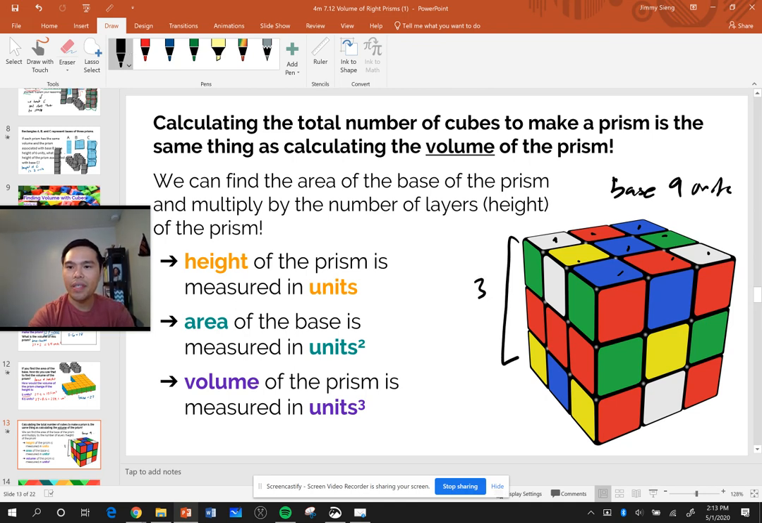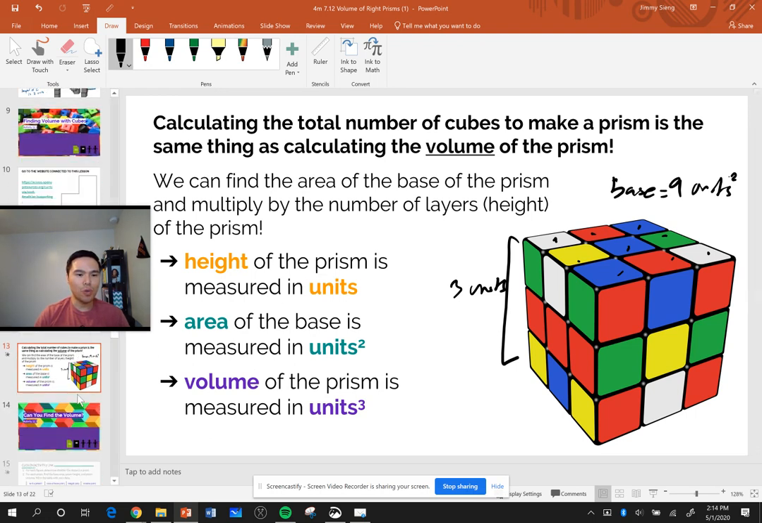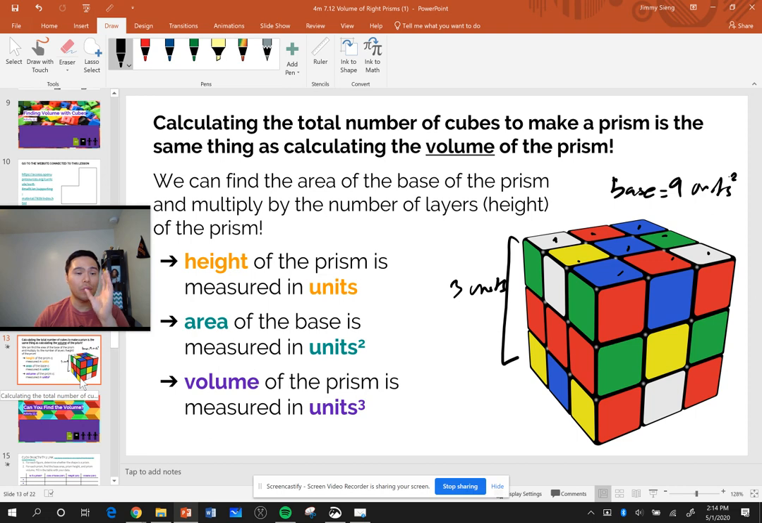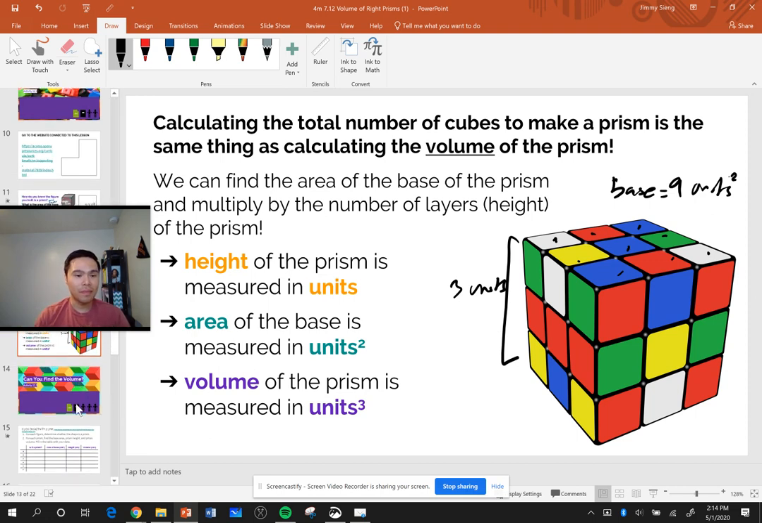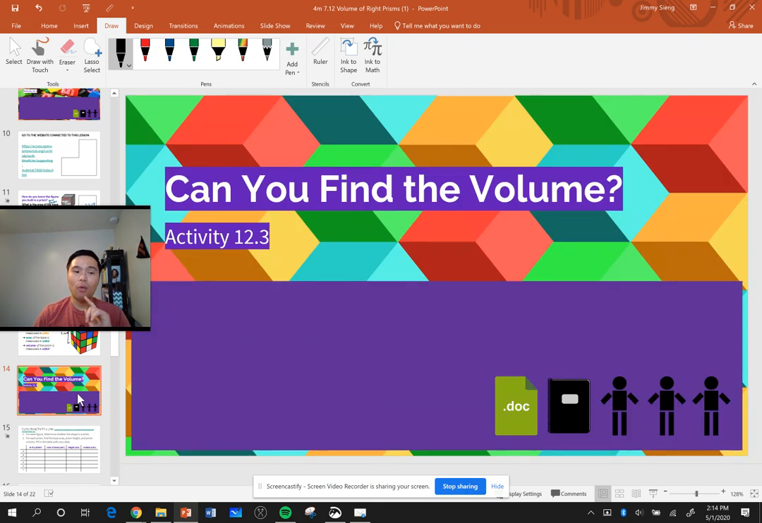Let's say units. I can use that base times height and find the volume of that Rubik's Cube, right? And then the area is units squared, so that's really 9 units squared. And so we'll say that our height is units, area is units squared, and volume is units cubed, right? The reason why I say cube is because it's to the third or 3D dimension, which is like a 3D cube.